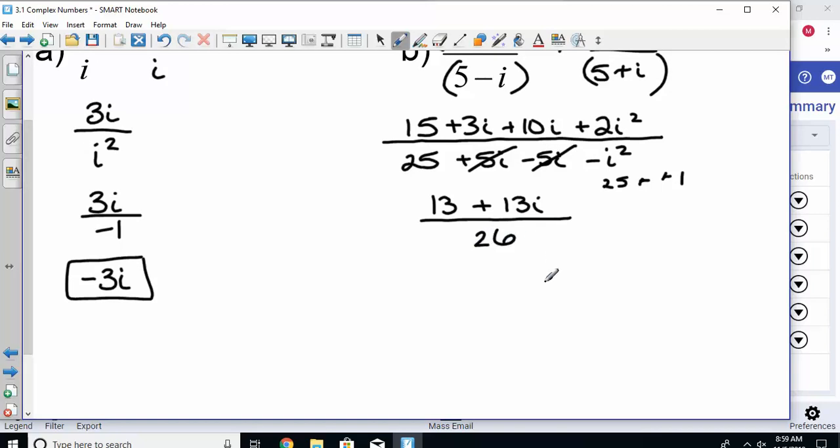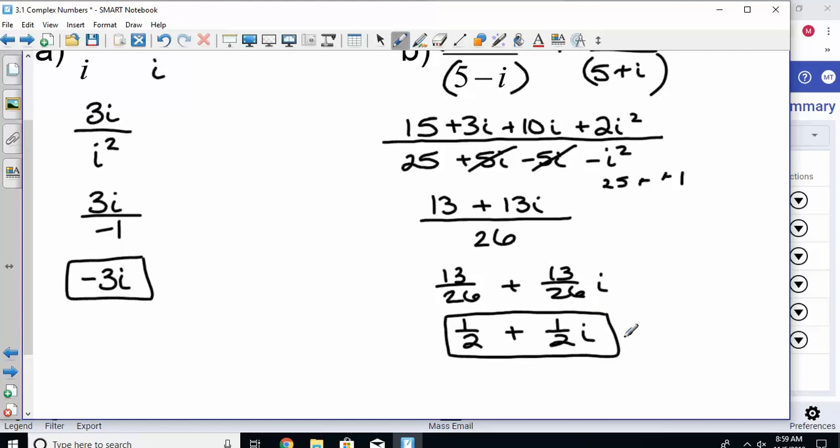Okay. Now, I did ask for standard form, a plus bi. If it's true standard form, you can't leave it in a fraction like this. We have to break it up. So this is like 13 over 26 plus 13 over 26 i. Can you reduce those? 13 and 26 carry 1. So we get 1/2 plus 1/2 i. I do want you to go ahead and separate those fractions. Don't leave it as like 1 plus i all over 2. Separate them into a real term plus an imaginary term. All right. Questions on that one?